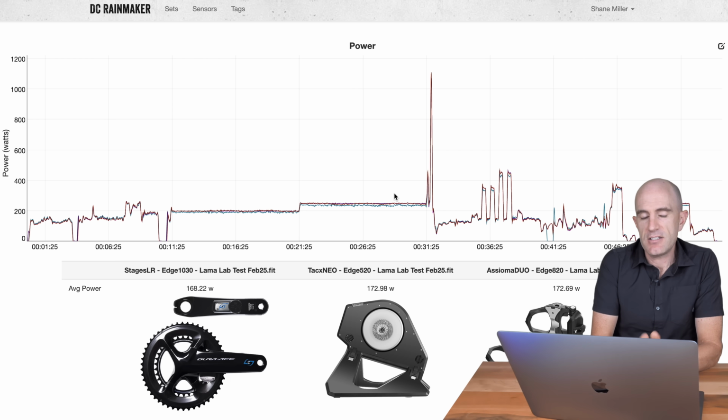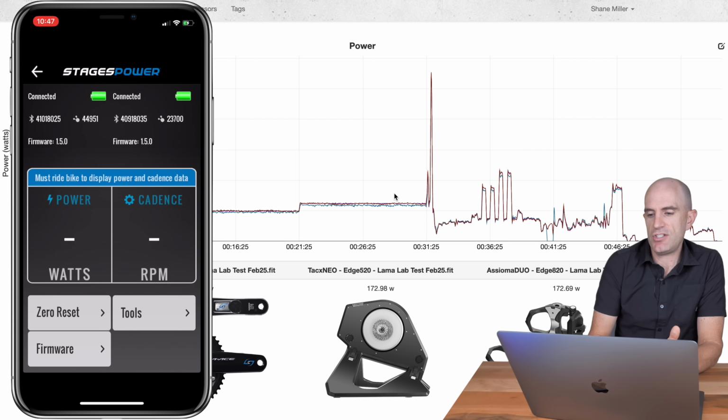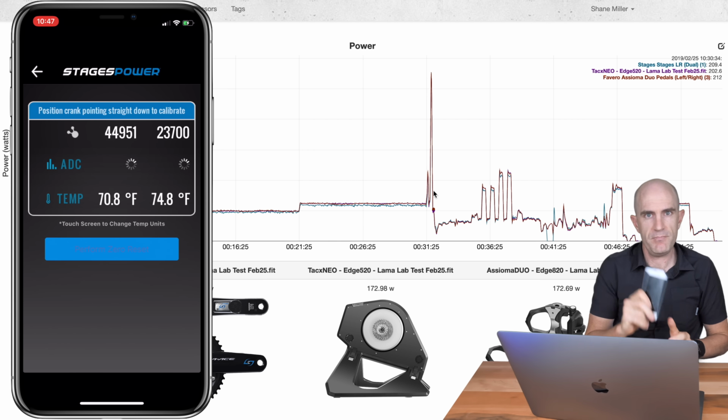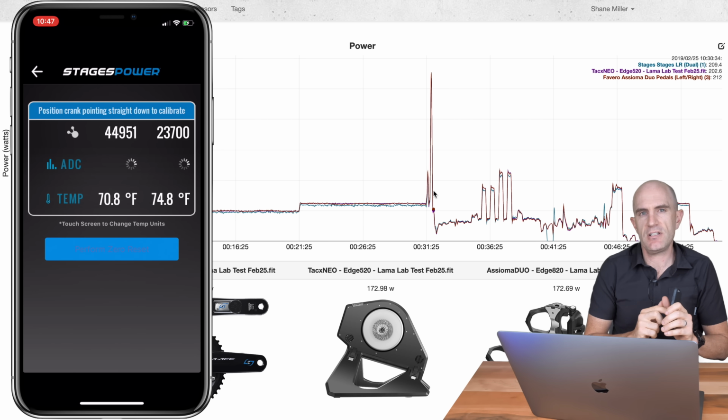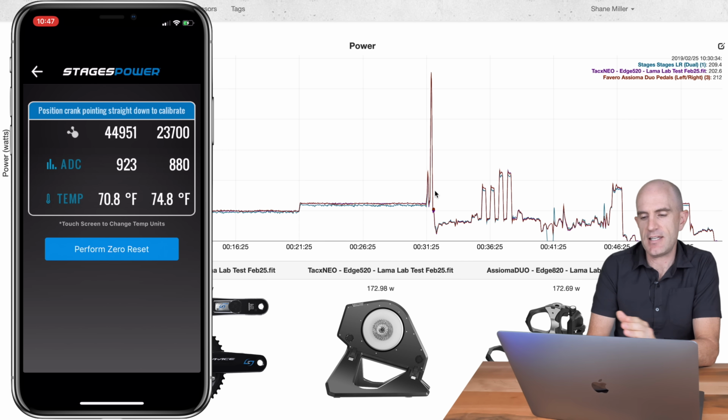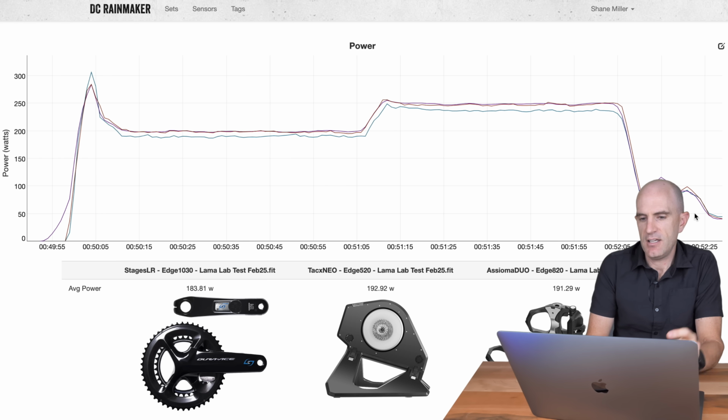So today, before I finished up my session, I stopped, connected via the phone, via the Bluetooth app and their utility. I did the zero offset to both sides of the Stages left-right power meter, and I performed the Llama lab test steady state stuff again, just quickly.